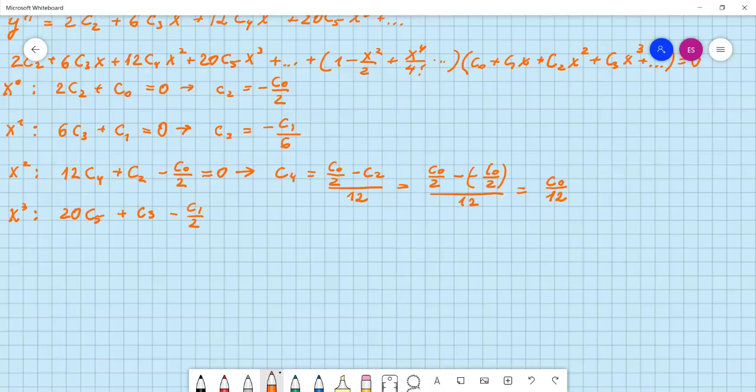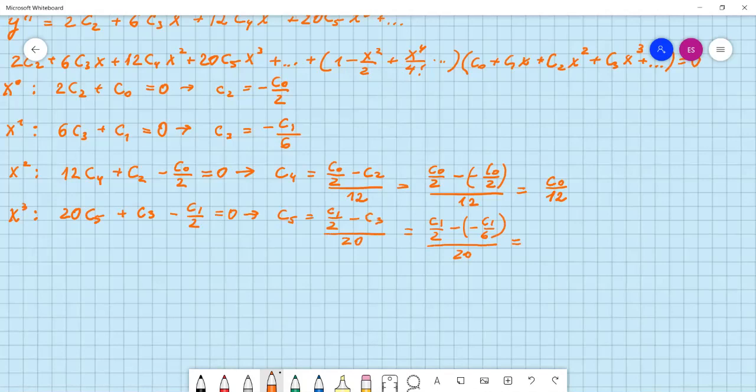Well, I think that's all I have for the cube. So now I'm going to solve it for C5, which is C1 over 2 minus C3, also divided by a weird coefficient of 20. Well, we already know C3, that's C1 over 6, so I'm going to plug it in. So it's C1 over 2 minus C1 over 6 and divided over 20.